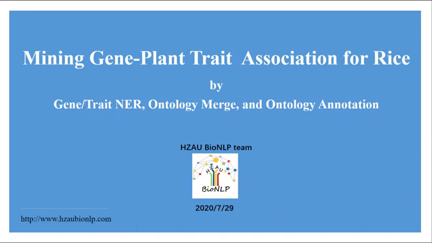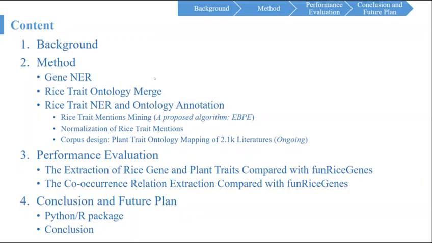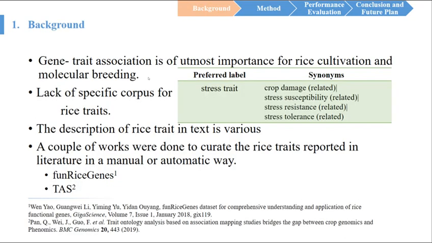Mining Gene Plant Trait Association for Rice by Gene Trait NER, Ontology Merge and Ontology Annotation. We will introduce our work from 4 aspects: background, method, performance evaluation, conclusion, and future plan. First, background. Our project aims to mine gene rice trait association.